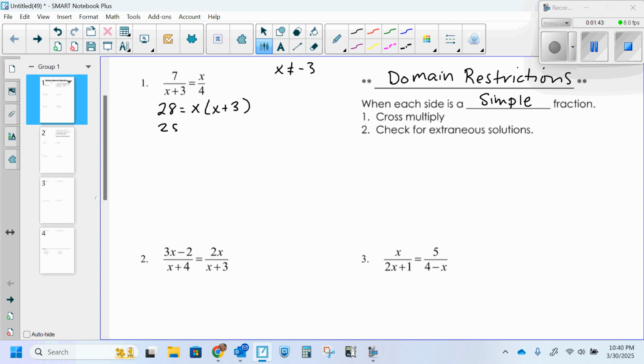All right, so we get 28 equals x squared plus 3x. Set it equal to 0. Subtract 28. Factor and solve. This is something that you will do all the time. Plus 7 and minus 4, right? So we get 4 and a -7. Notice how that does not come up on our domain restriction. So that pretty much tells you that these are the solutions.